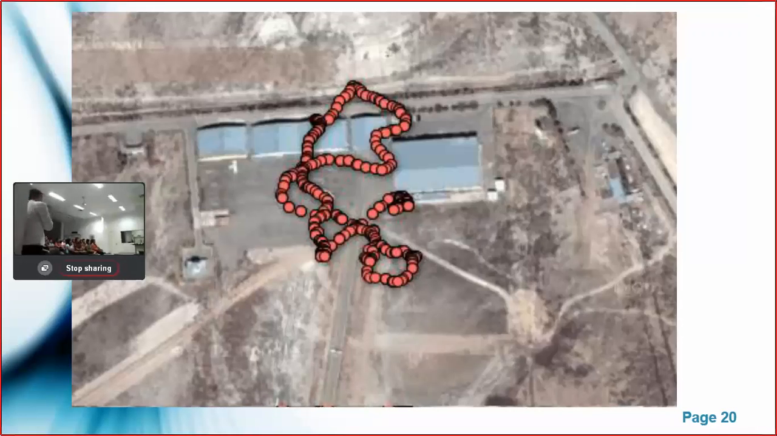And each point represents the place of the CANSAT at a moment.